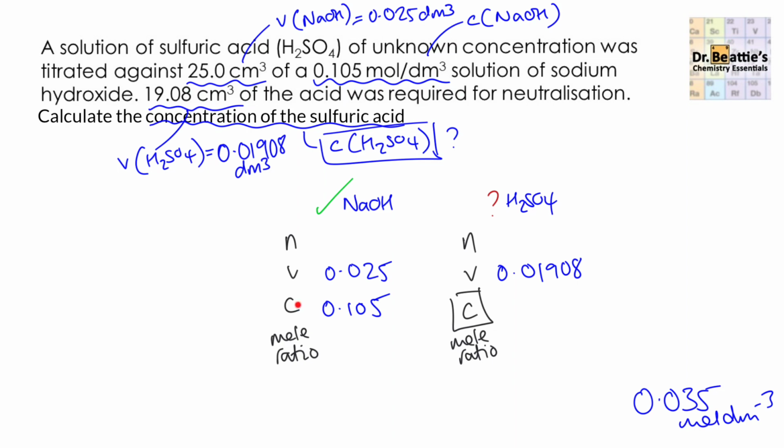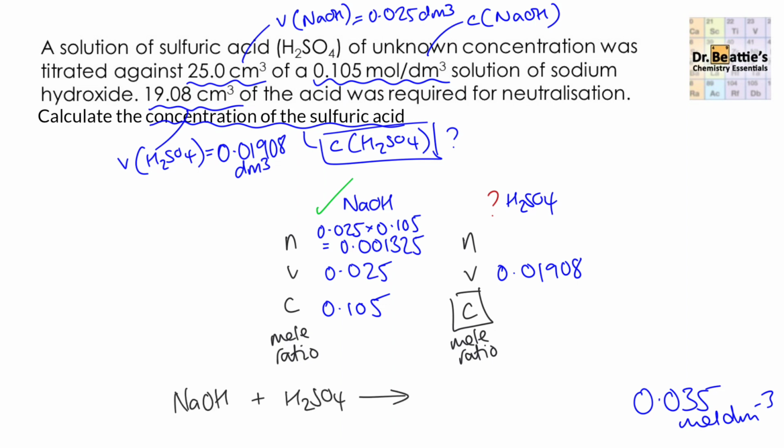So obviously we've got V and C here, so we can work out N by doing these two multiplied, volume times concentration. We've worked out we have that many moles of sodium hydroxide. Then what we need to do is look at the mole ratio. Now we need a balanced equation for this.